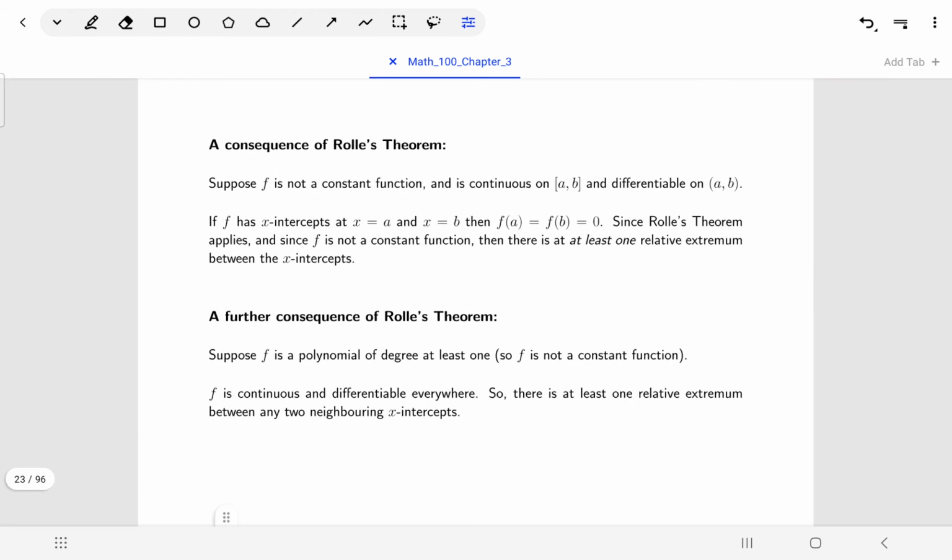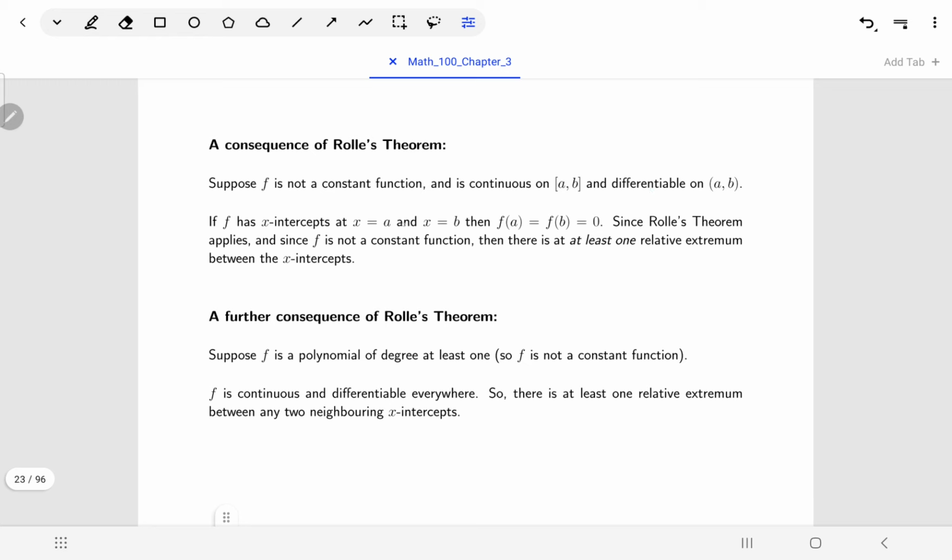Now, there's a couple little consequences that we can make. For any time we've got a theorem, there's things that we might think about, like what if we had a few extra little conditions to throw on? Could we get some better conclusions out of it? And so here's one little thing that we could say. Here we've got a function that's not a constant function. It's continuous. It's also differentiable.